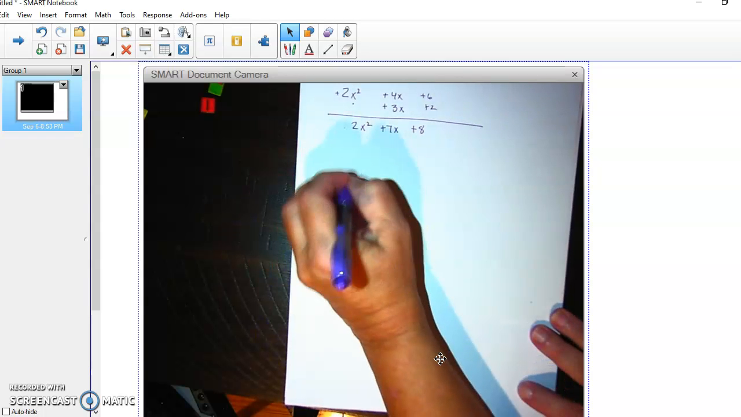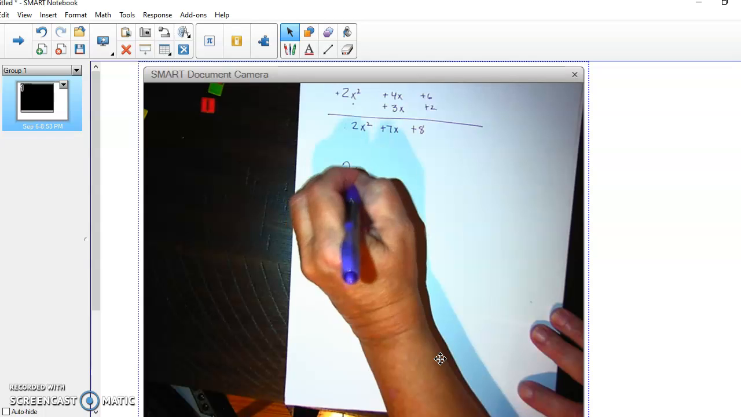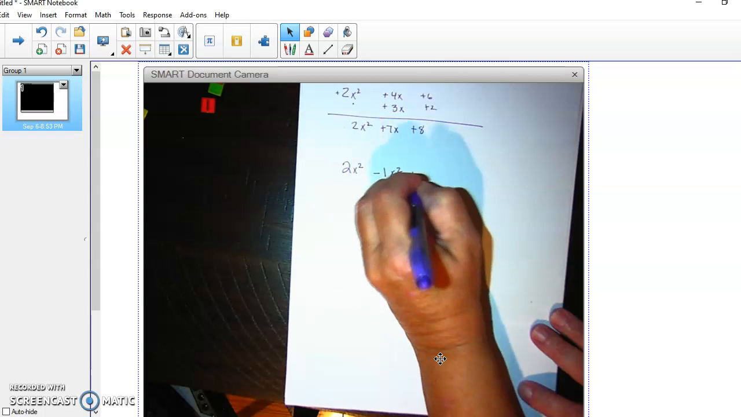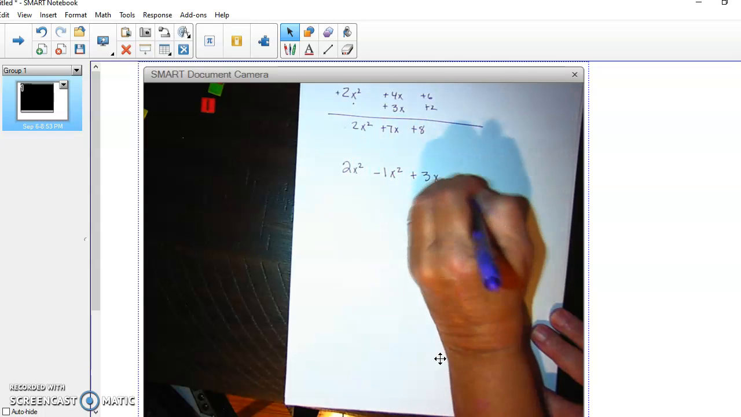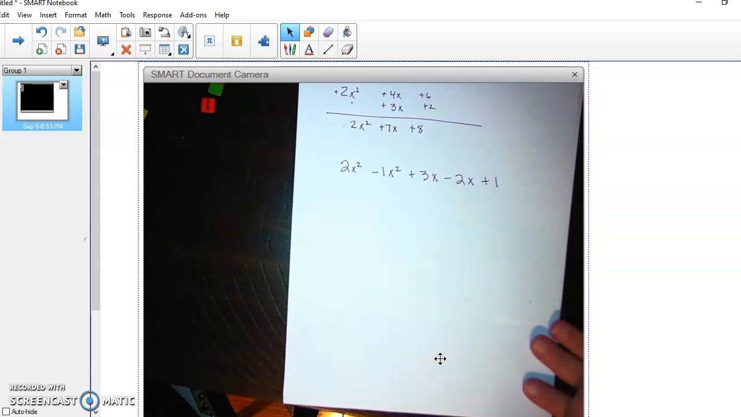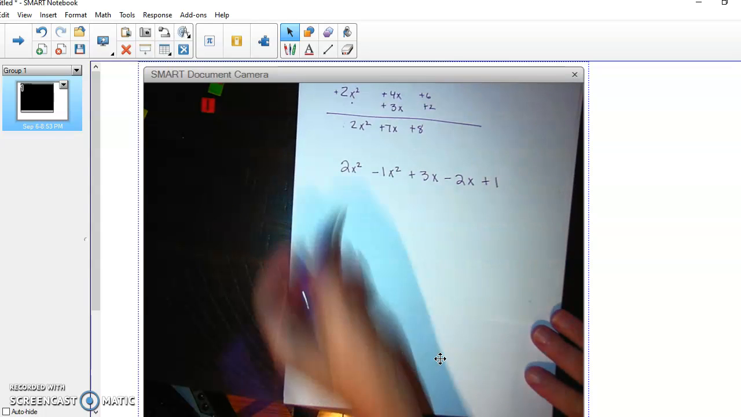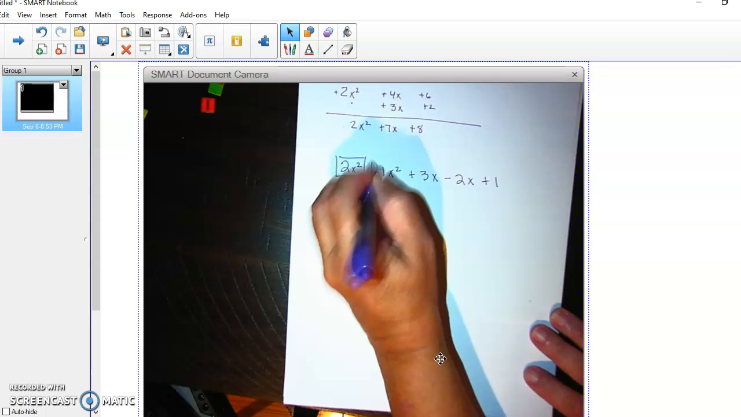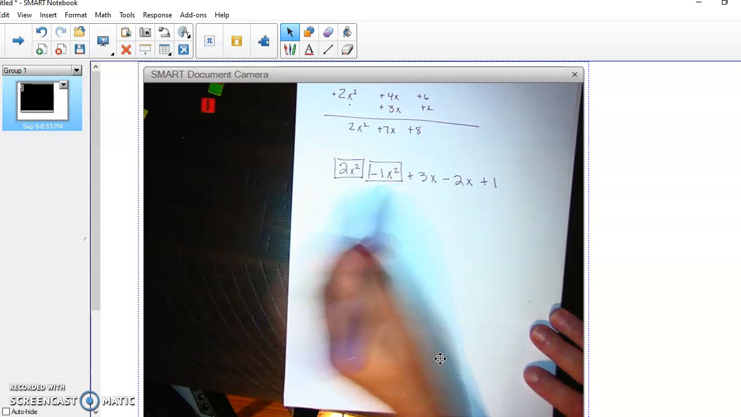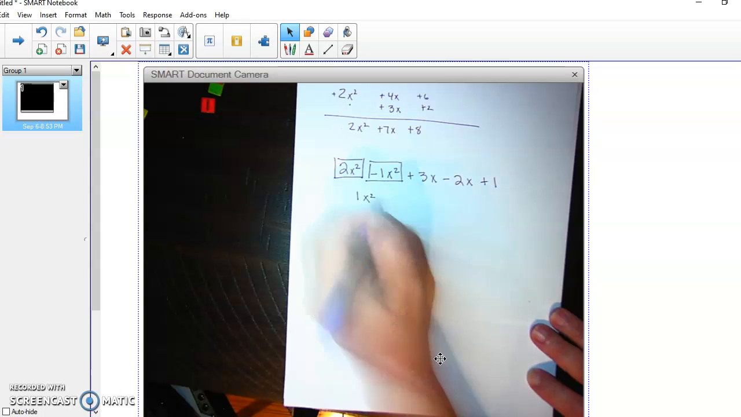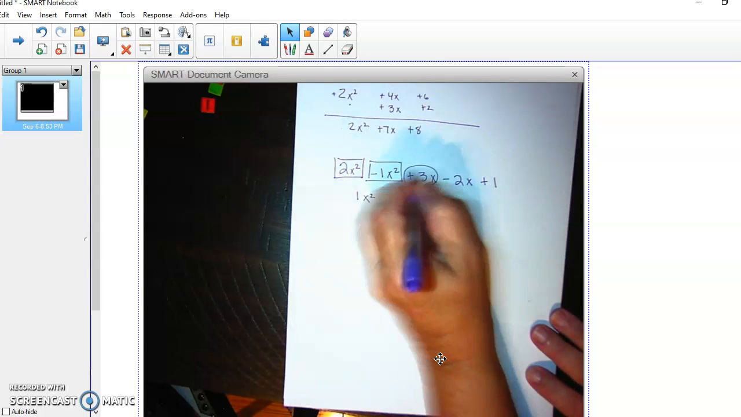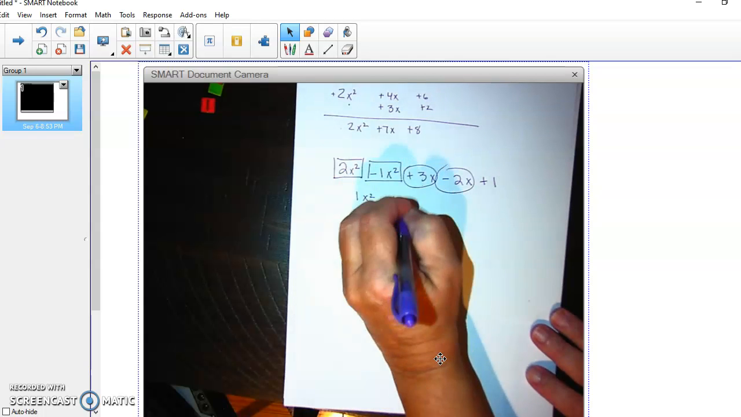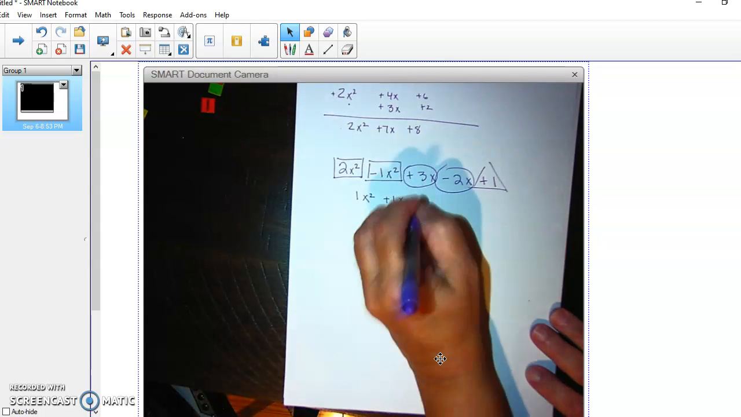So we'll say 2x squared minus 1x squared plus 3x minus 2x plus 1. I'm going to underline the ones that look alike. I'll do a square. So there's a 2x squared minus 1x squared, which gives me 1x squared. And I'll do circles. I have a positive 3 minus 2 is 1x. And this is left, there's my plus 1.